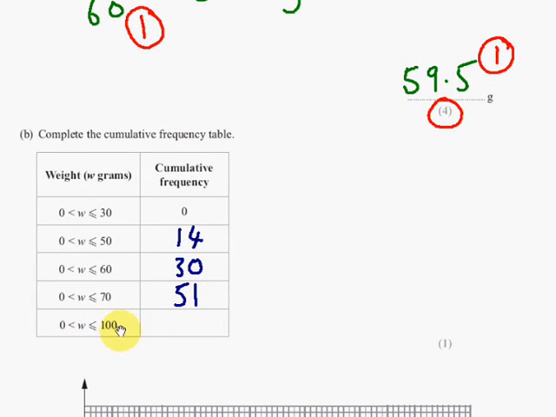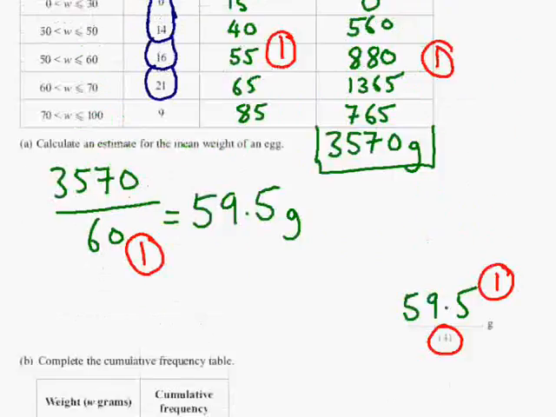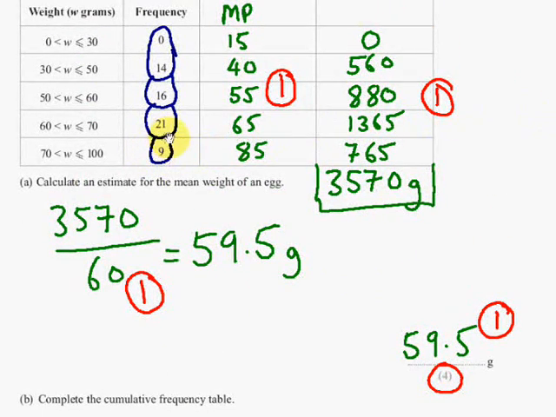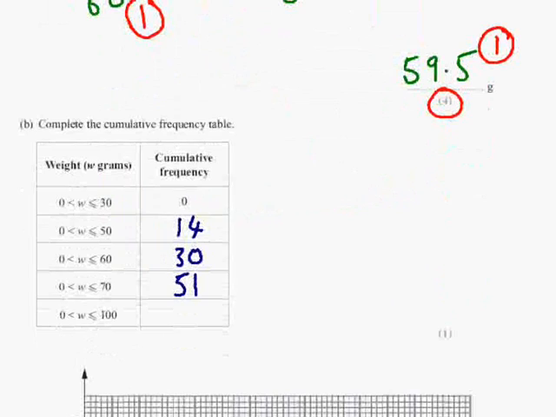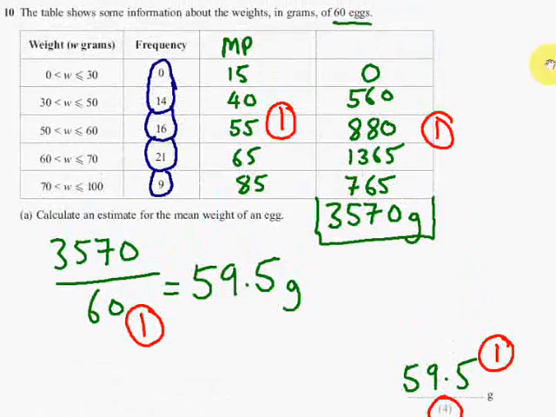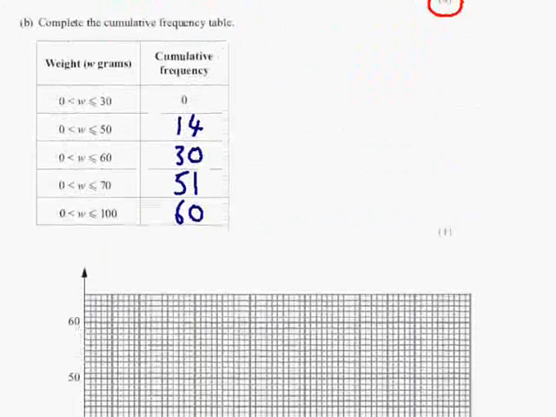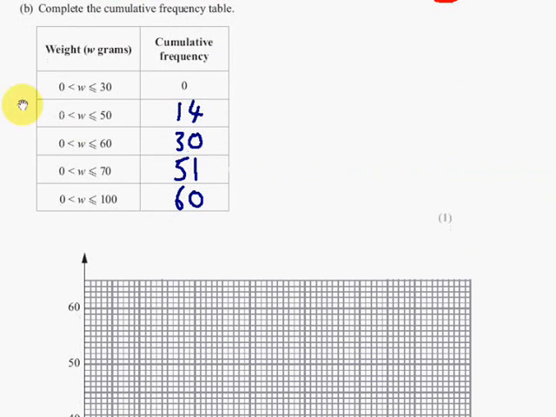And 0 to 100, so that should be all the eggs. We need to add another 9 onto that. So that should give us 60 eggs. And is that what it says at the top? Yes, there are 60 eggs. Okay, so we've got the cumulative frequency there. Now that's worth 1 mark. So you have to have all of these correct to get the 1 mark.